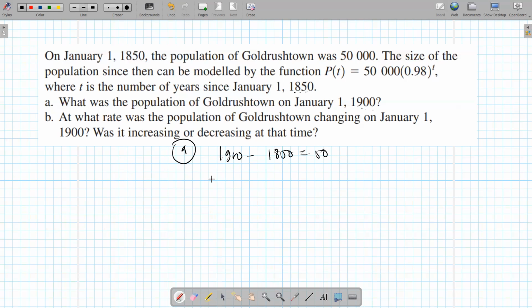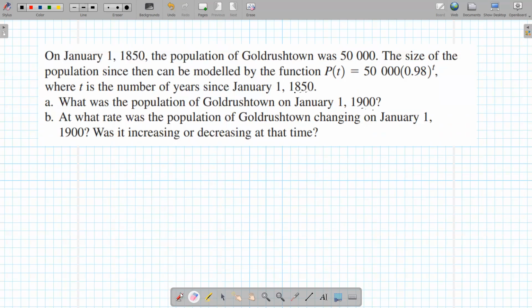Part A is just asking us to find the population when t is 50. t is the number of years since 1850. So if t was 1, it would be the population on Jan 1st, 1851. For part A, all you do is plug t as 50 into the equation. Like that. This is a basic question, part A.